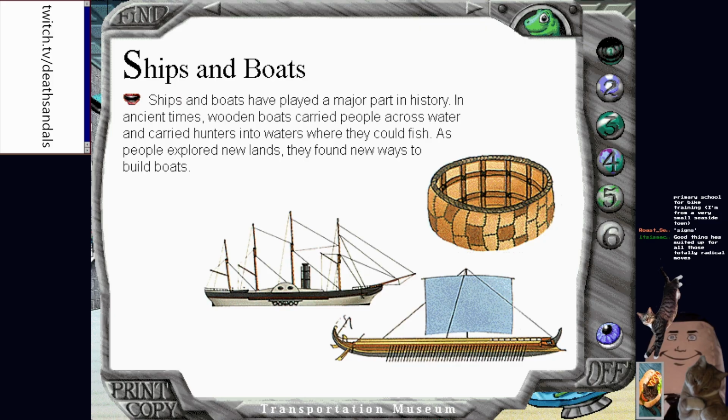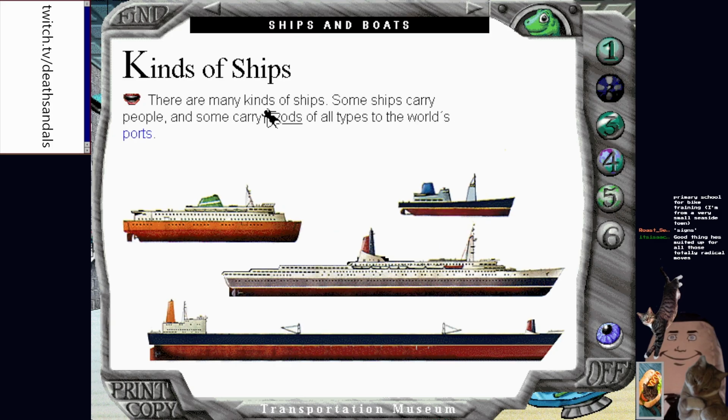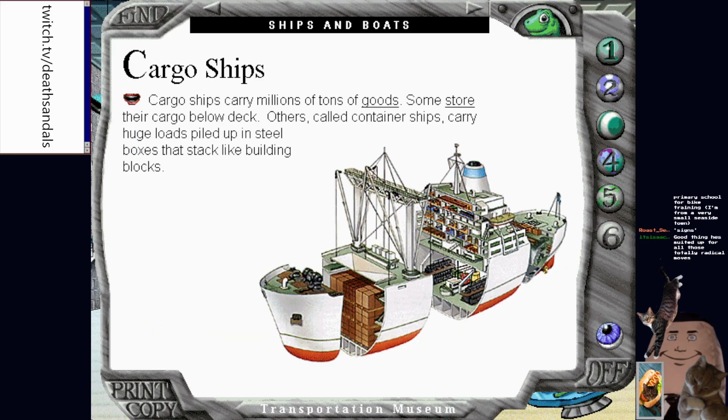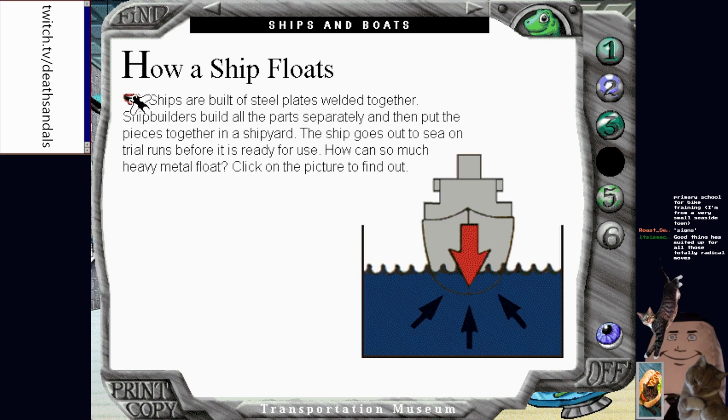Ships and boats. Ships and boats have played a major part in history. In ancient times, wooden boats carried goods. Kinds of ships. There are many kinds of ships. Some ships carry people, and some carry goods to the world's ports, like an oil tanker. Cargo ships carry... Big pause before he started reading there. How a ship floats. Yeah, no, we know how ships float.